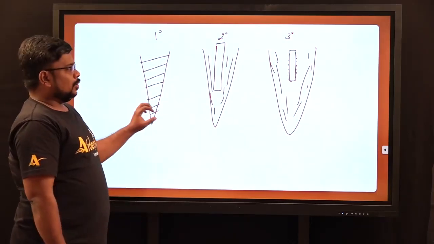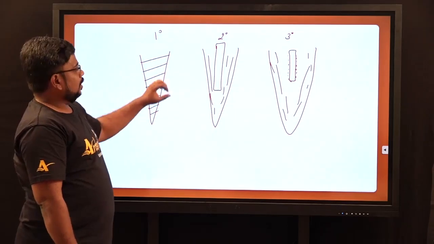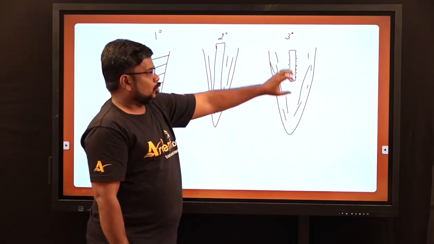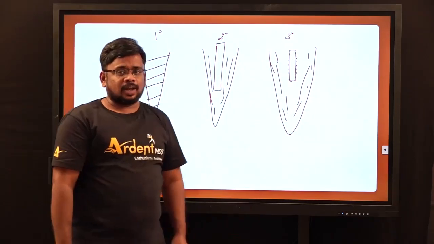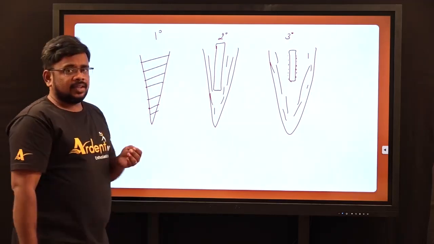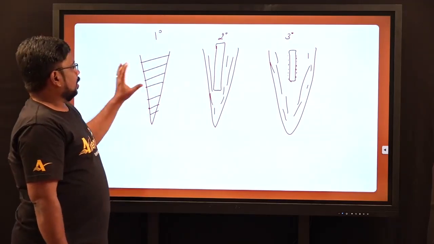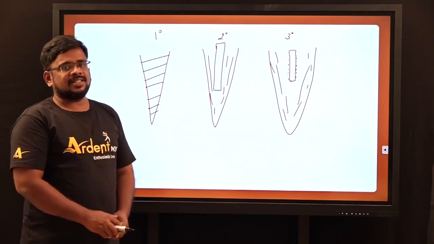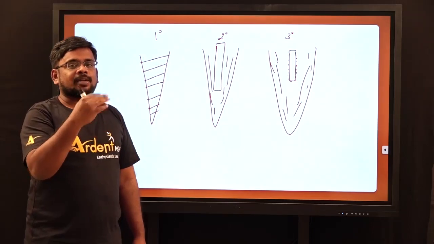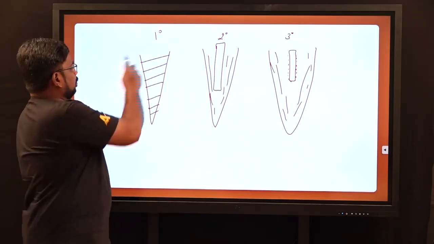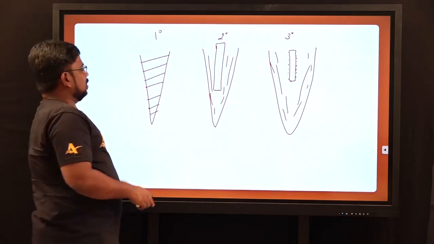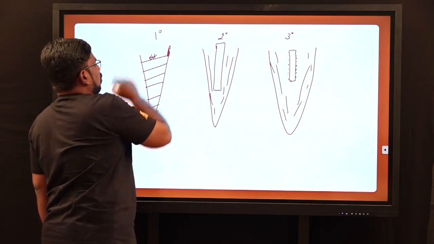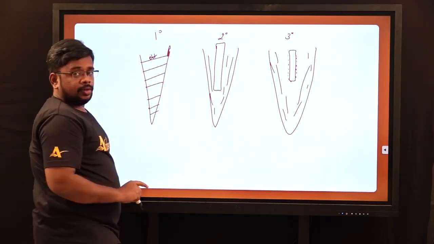So in primary monoblock, you have only one material inside the root canal. Secondary monoblock, you have two materials inside the root canal, and tertiary monoblock, you have three materials inside the root canal. In another way, what the textbook says, in a primary monoblock you have only one interface. What is the meaning of interface? Interface means the junction between two dissimilar materials. In a primary monoblock, you have only one interface: the junction between the obturation material and the root canal wall.